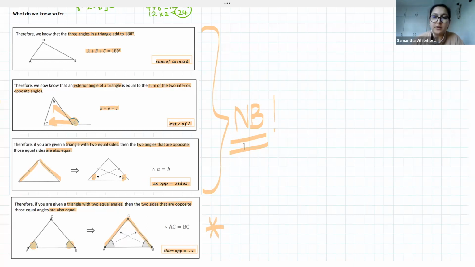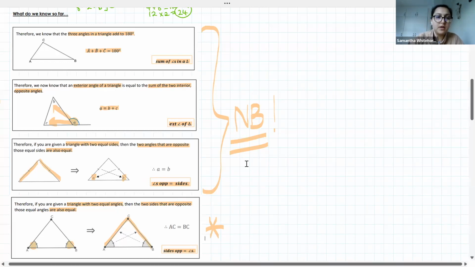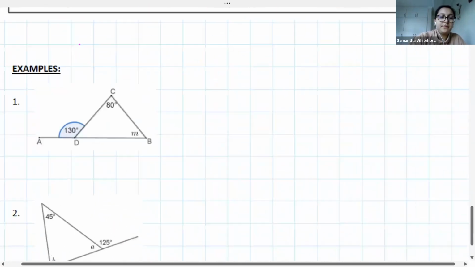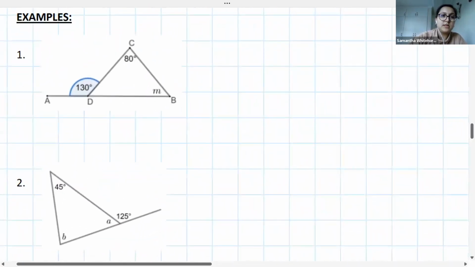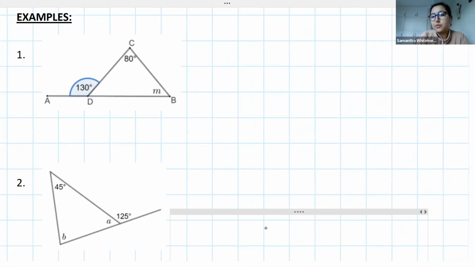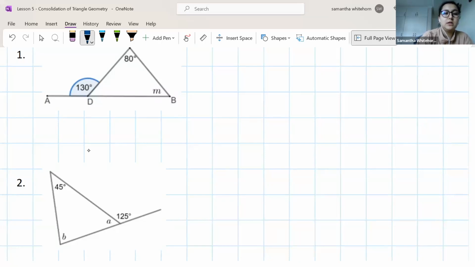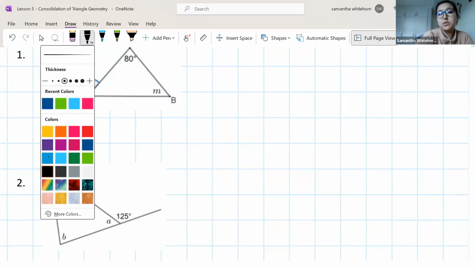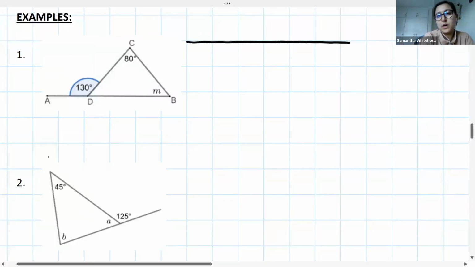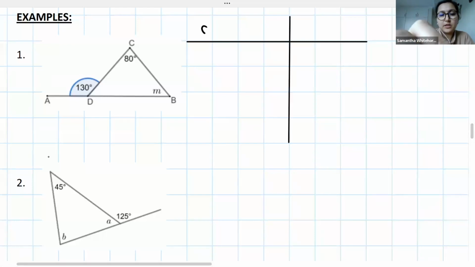Alrighty, let's have a look at some examples. I want you guys to try these first two by yourself. Remember, I want answers with reasons. For question 1, you're going to give me M equals with a reason. For question 2, there are 2 angles that you need to find, so you're going to give me A equals with a reason and B equals with a reason.